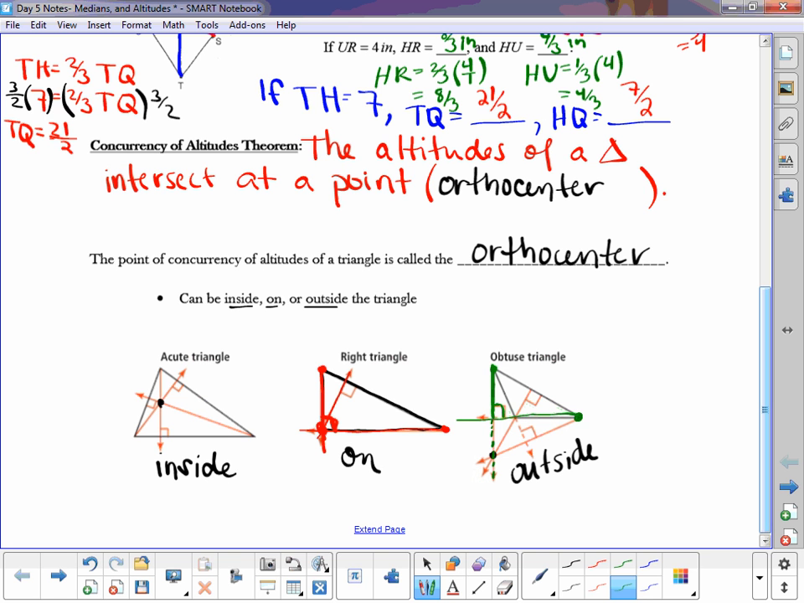Likewise, for this vertex, I have to extend out my side here. And then it meets there, extend it out. And then this vertex, there's my altitude, so extending it out. We see our orthocenter is outside. So it's similar to the circumcenter that can be inside or outside. Alright, questions with that? Why do we need to know the orthocenter?